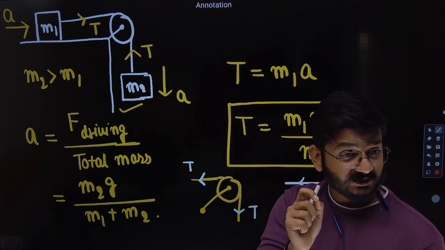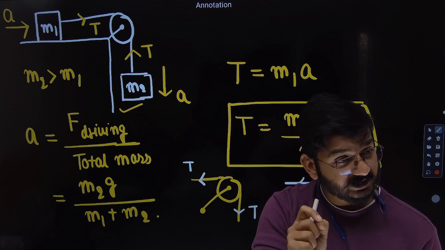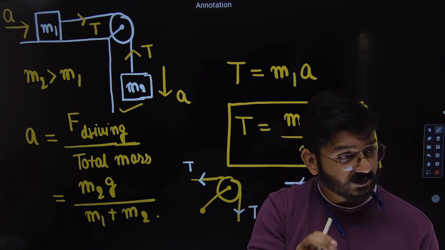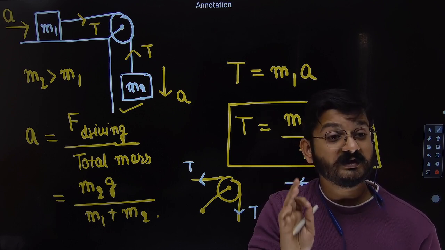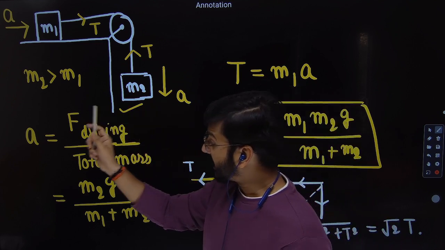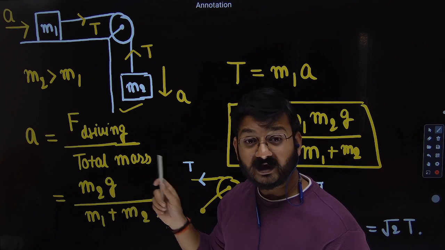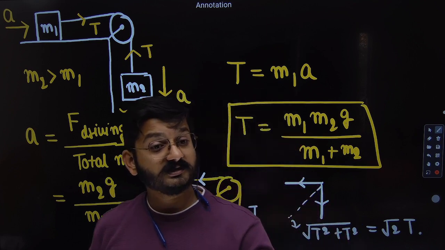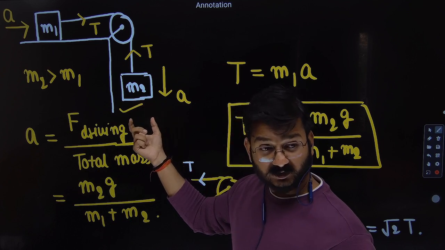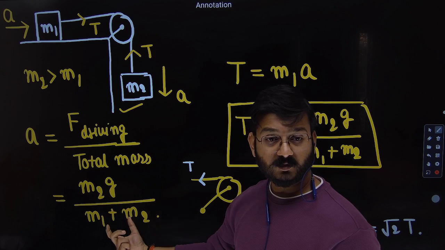So for the acceleration of the system, the shortcut I'm telling you is applicable in most cases. In a few cases it doesn't help, and I will tell you those cases also. But in most cases you can find the answer without writing any equations. You don't have to write any equation. So the acceleration of the system will be the driving force divided by the total mass. Driving force means the force responsible for the movement. Here the weight of this is responsible for the movement. So what will be the driving force? Weight divided by total mass.